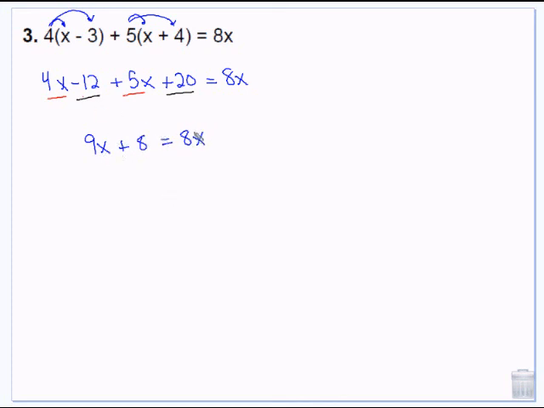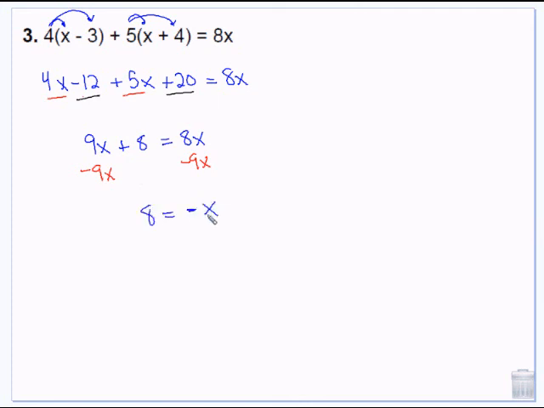Now in this instance, I don't have a choice of moving x's or numbers. I have to move this x over here with this x because I don't have any numbers over on this side. Do you see that? So I'm going to have to subtract that 9x. If you have both letters and numbers on both sides, you can make whatever choices you want, but if you only have one thing on the other side, you have to move that thing.